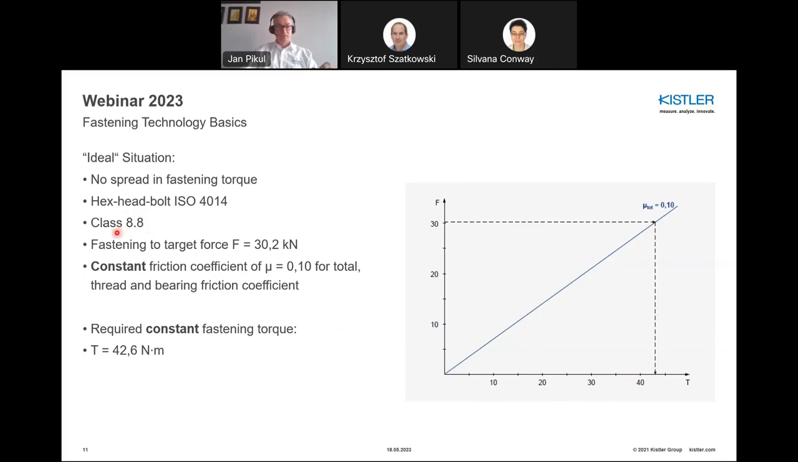So we know what kind of bolt we have. It's a hexagon head bolt class 8.8. From this graph, we know that to fasten the bolt and the joint, we need 30.2 kilonewton. When we check the torque we need, adding the friction 0.10, we can read the value of torque 32.6 newton meter. So it means that in the process, if we want to create the clamping force 30 kilonewton, we should use the torque 42.6 newton meter.